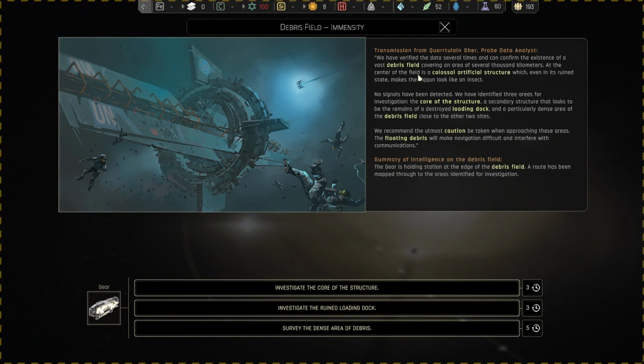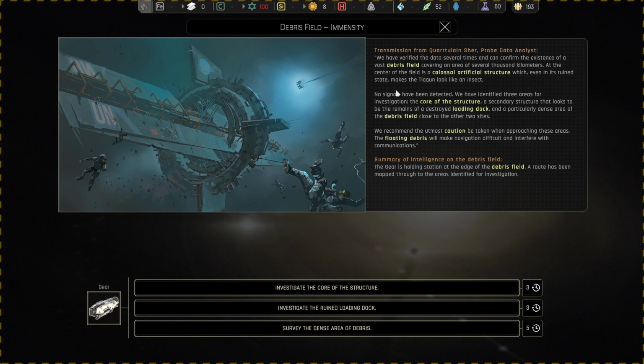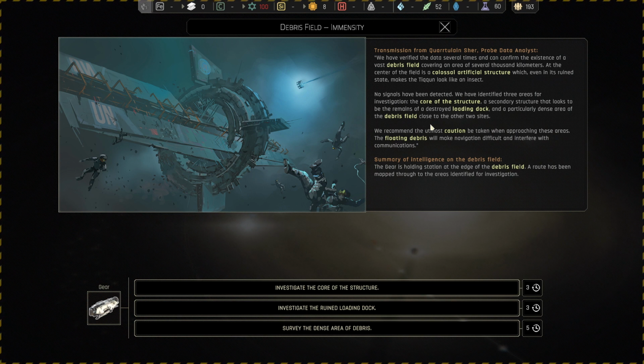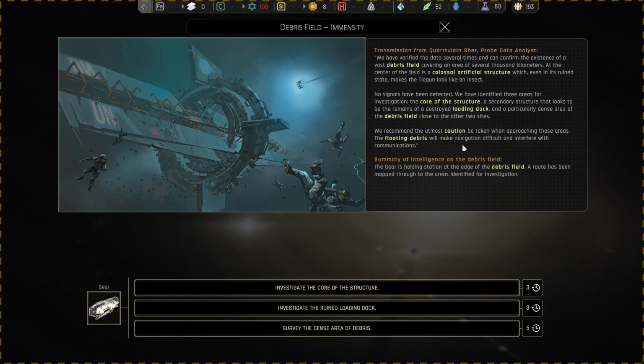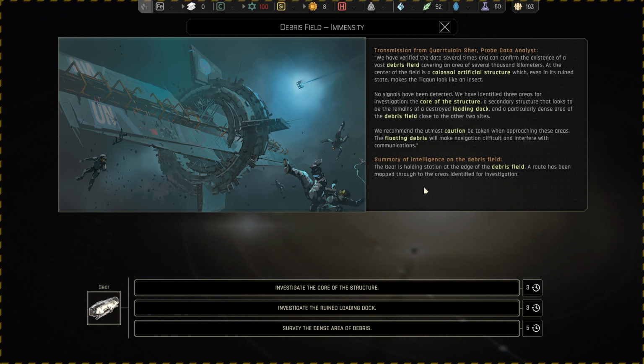But anyway, we have verified the data several times and confirmed the existence of a vast debris field covering an area of several thousand kilometers. At the center of the field is a colossal artificial structure, which, even in its ruined state, makes the Tycoon look like an insect. No signals have been detected. We have identified 3 areas for investigation: the core of the structure, a secondary structure that looks to be remains of a destroyed loading dock, and a particularly dense area of the debris field close to the other two sites. We recommend the utmost caution be taken when approaching these areas. The floating debris will make navigation difficult and interfere with communications. So, in summary, the gear is holding station at the edge of the debris field. A route has been mapped through to the areas for investigation.